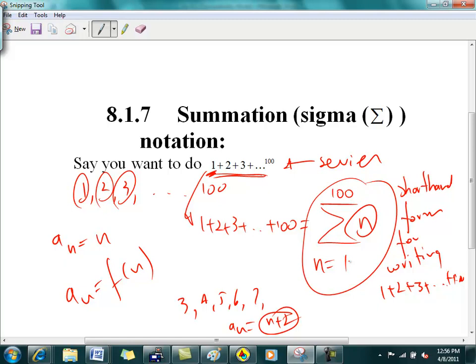It's a question of how you write the sequence. So yesterday you had a lot of practice writing the sequence. Today we're going to see what we do with the sequence, how we add things together. Everybody okay on the sigma notation so far?